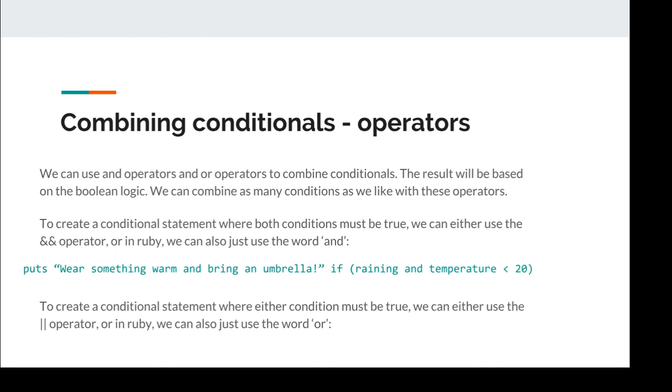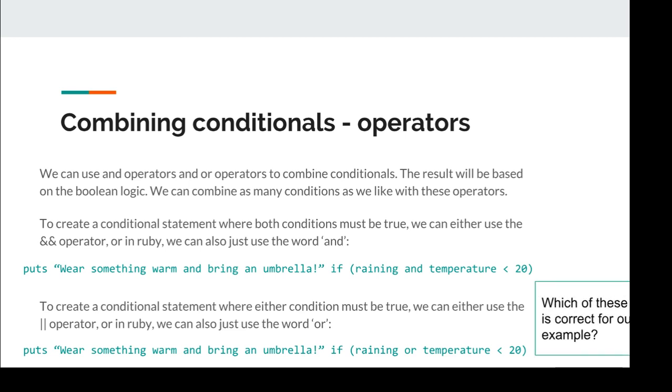To create a conditional statement where either condition must be true, we can use the double pipe operator, or in Ruby we can also just use the word or. So, for example, if we wanted to say wear something warm and bring an umbrella if just one of those conditions is true, then we could say, puts wear something warm and bring an umbrella if raining or temperature's less than 20. But which one of these is correct for a problem statement?